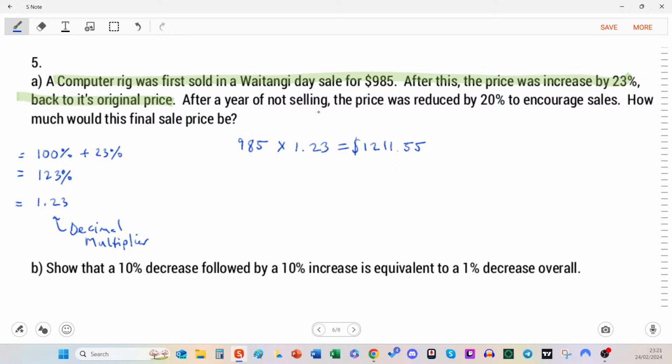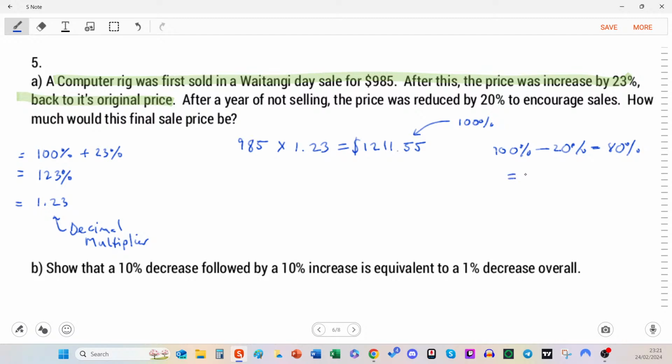After a year of not selling, the price was reduced by 20% to encourage sales. How much would this final sale price be? So again, I'm going to talk you through percentage multipliers or decimal multipliers. We're now assuming that this here is 100%. This is our new amount that we're dealing with because it says this price was reduced by 20%. So we've got 100%, and we want to take away 20%, which leaves us with 80%. So we want to find 80%.